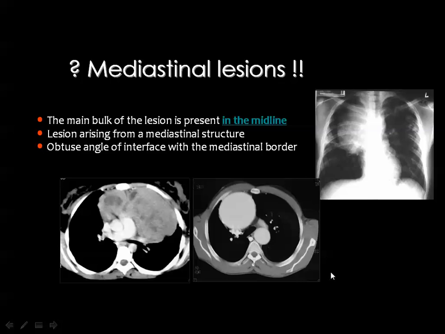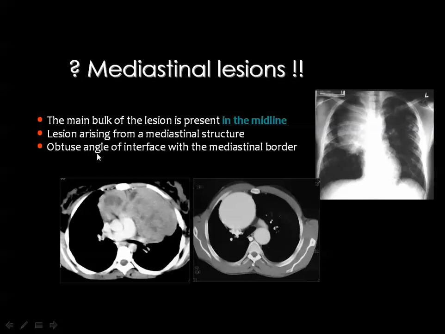A second rule is a lesion which is arising from a known mediastinal structure, and you know that the mediastinum contains vessels, the heart, and lymph nodes. Then lymph node pathology is mediastinal pathology. Aortic aneurysm, pulmonary aneurysm, and cardiac lesions are mediastinal lesions.